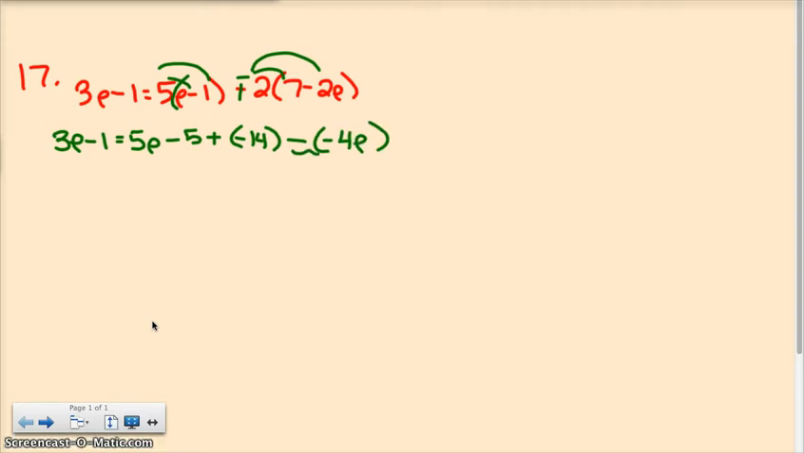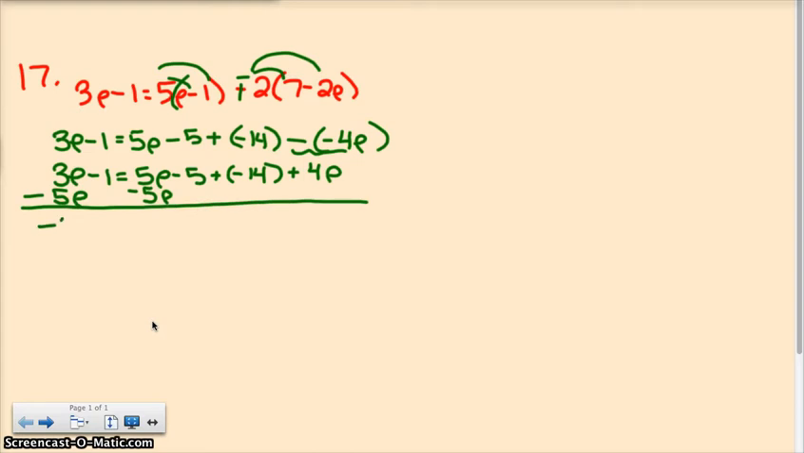Just rewriting this quick. And now I just want to get my p's to one side. So you can either combine them at first or move them a little bit at a time. I'm going to choose to move them a little bit at a time. This is a negative 5. Move my 4p.